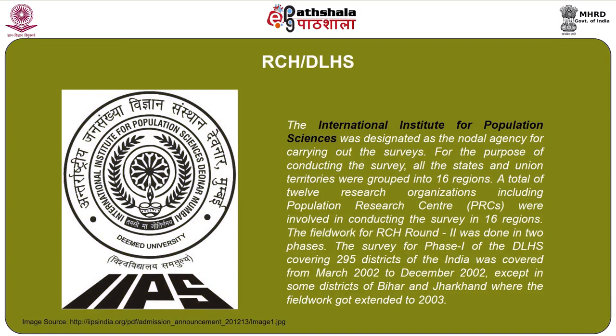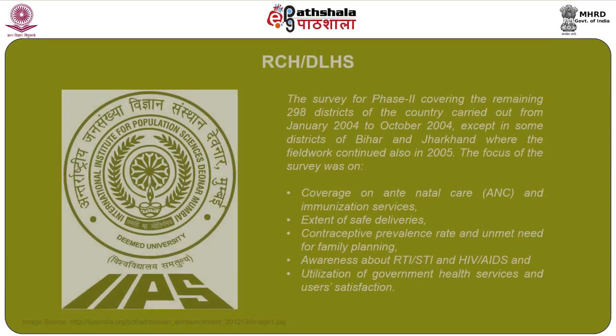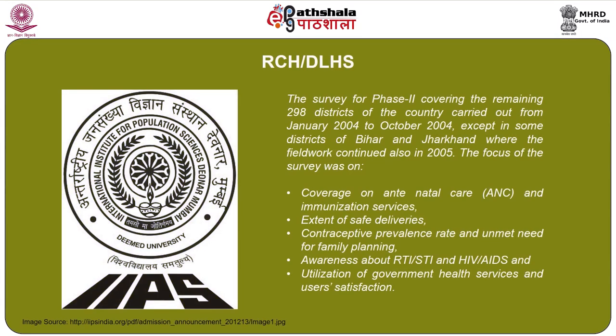For the purpose of conducting the survey, all the states and union territories were grouped into 16 regions. A total of 12 research organizations, including population research centers, were involved in conducting the survey in 16 regions. The field work for RCH round 2 was done in two phases. The survey for phase 1 of the DLHS covering 295 districts of India was carried out from March 2002 to December 2002, except in some districts of Bihar and Jharkhand where the field work got extended to 2003. The survey for phase 2 covering the remaining 298 districts of the country was carried out from January 2004 to October 2004, except in some districts of Bihar and Jharkhand where the field work continued also in 2005.